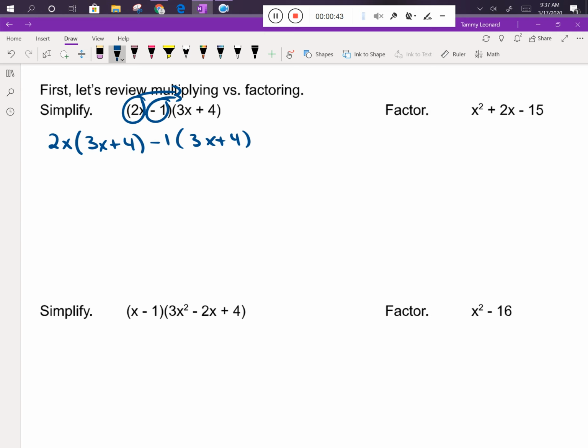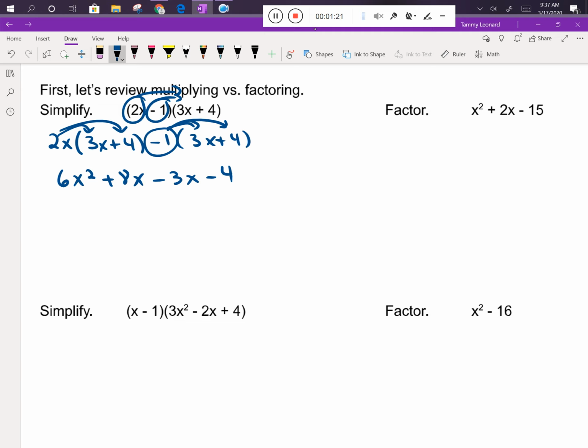Well, 2x times 3x is 6x squared, because 2 times 3 is 6, and x times x is x squared. Then 2x times 4 is 8x, because 2 times 4 is 8, and x doesn't have anything to multiply. Then when we go to distribute the negative 1, we need to remember to take the sign with it. So that's going to give us a negative 3x and a negative 4 when we multiply the 3x and the 4 by negative 1.